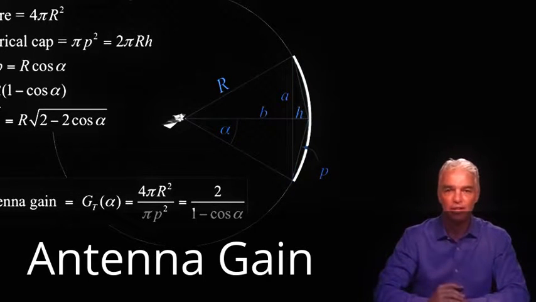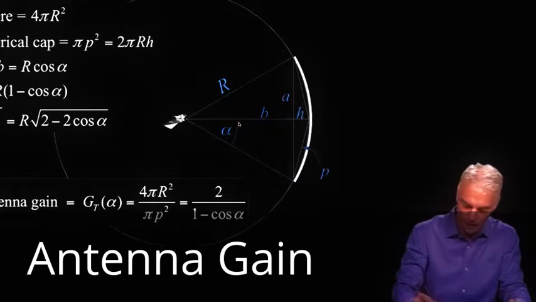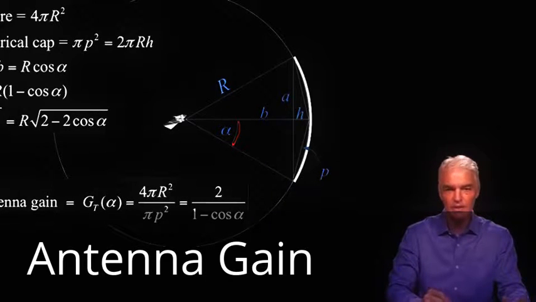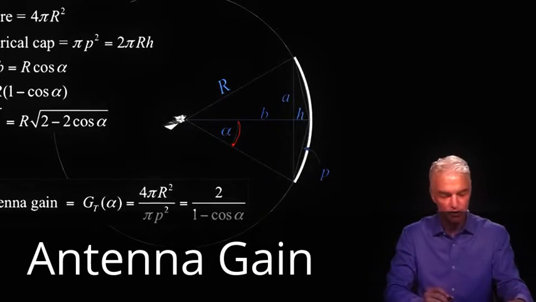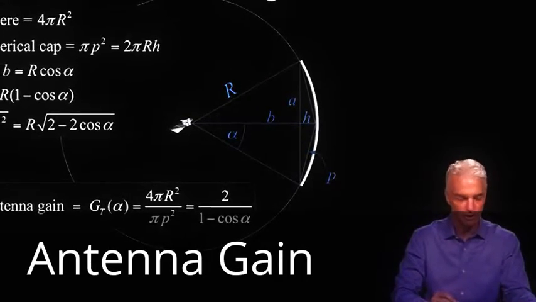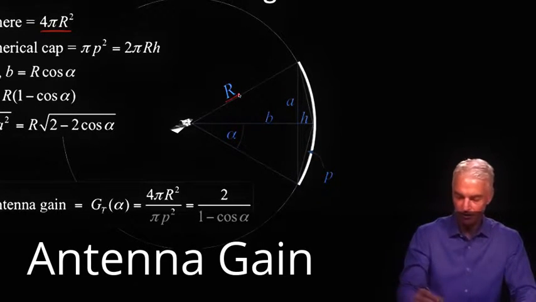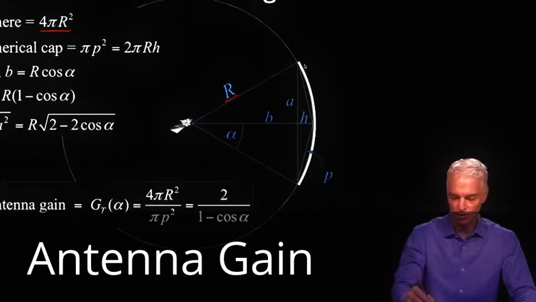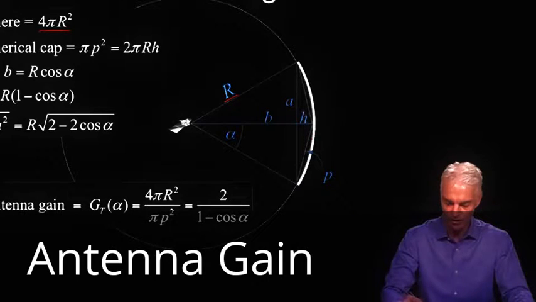Now we're going to work out a formula for the antenna gain as a function of the angle of this beam, this angle alpha. It turns out to be quite a simple formula, as you can see at the bottom, and we'll derive that now. We start with the area of the sphere, 4 pi r squared, where r is the radius of the sphere. That would be the distance from the satellite to the edge of where that spot touches the Earth. Then the area of the spherical cap, we're going to write in terms of this distance p.